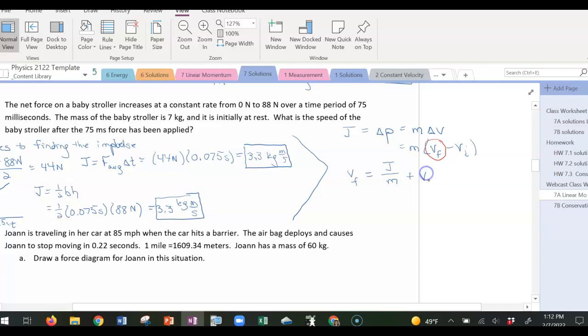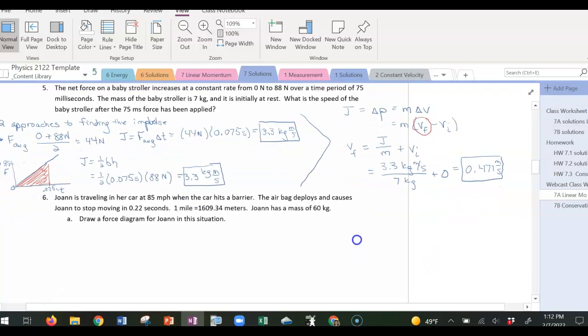The final velocity is going to be the impulse divided by the mass plus the initial velocity. And so I have 3.3 kilogram meters per second divided by the 7 kilograms plus the initial velocity, which was 0 because it started at rest. And so therefore I get 0.471 meters per second.